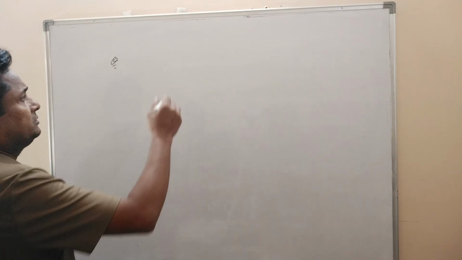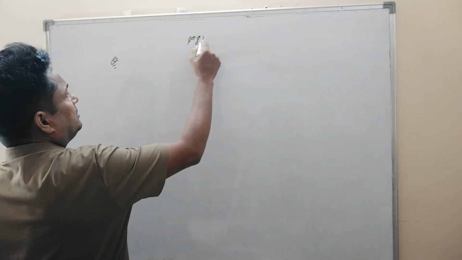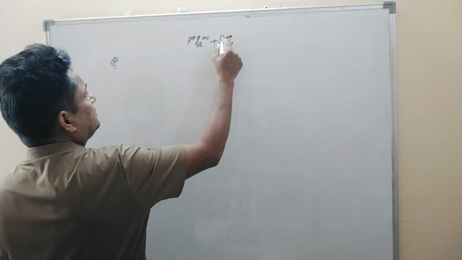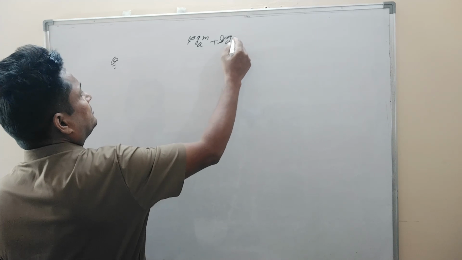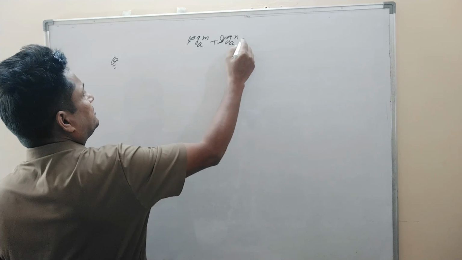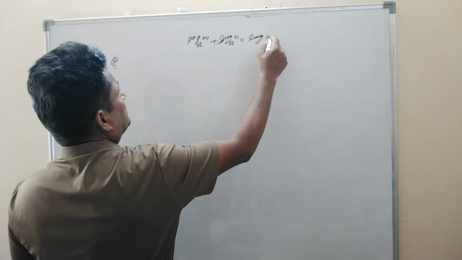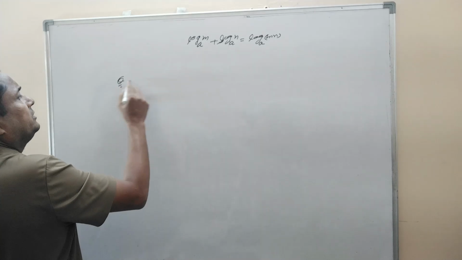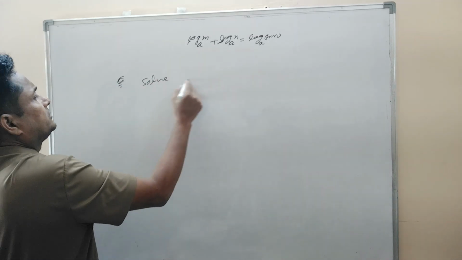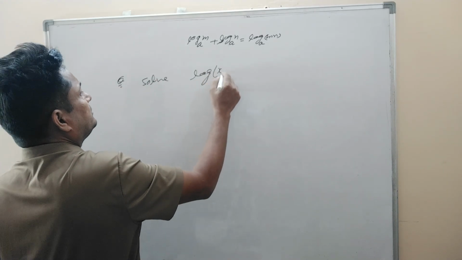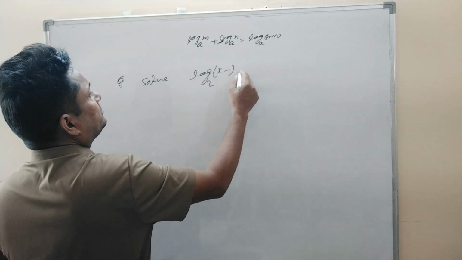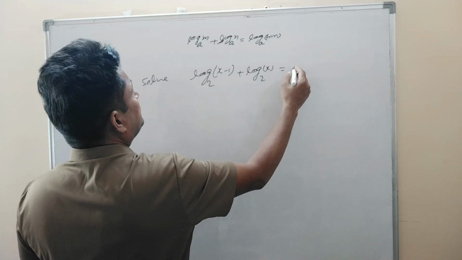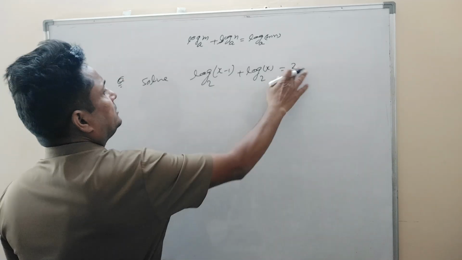Now let's solve this based on this property. Log m base a plus log n base a is equal to log of mn base a. Based on this property, solve log of x minus 1 base 2 plus log of x base 2 is equal to, let's say 2. Let's say it is 3.